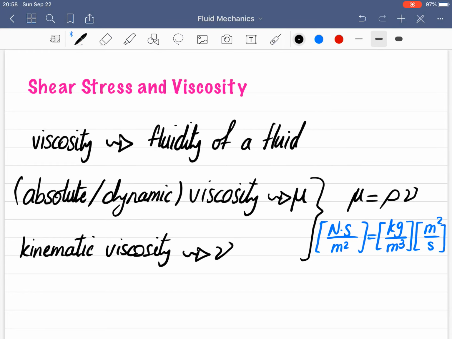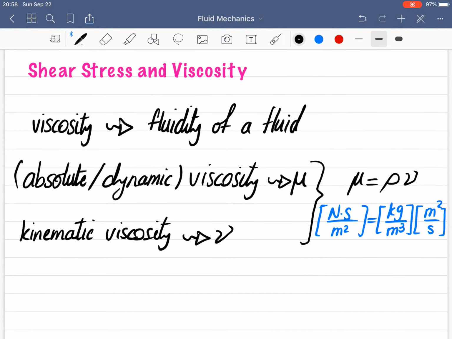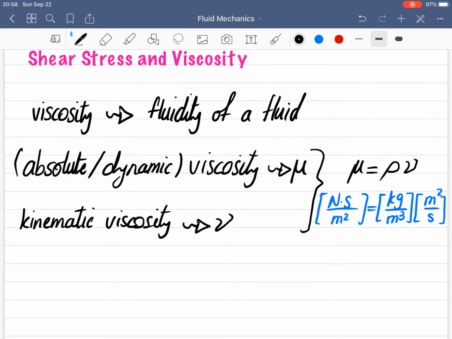But what is shear stress? Shear stress is designated by tau, which is a multiplication of mu and the velocity gradient, where here mu is the absolute viscosity or dynamic viscosity or simply just viscosity, and du over dy is the velocity gradient.